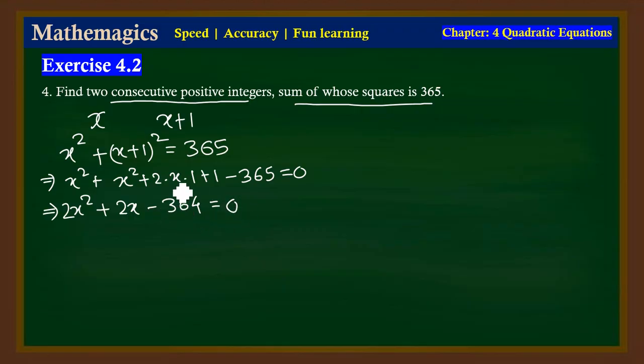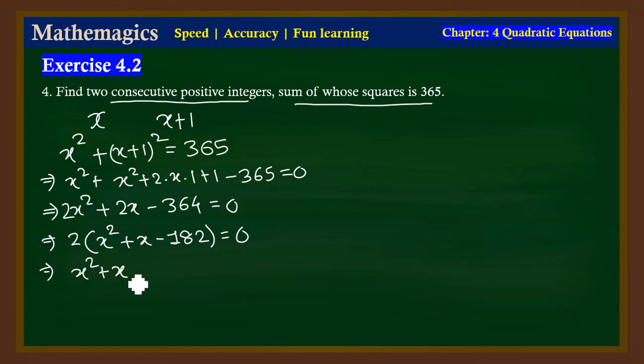So dear friends, I hope you are understanding all this. From all the terms I can take 2 common, so the remaining part becomes x square plus x minus, from here if I take 2 common, 2 ones are 2, 2 eights are 16, 2 twos are 4, 182, is equal to 0. So here 2 can be transposed to the other side and that becomes x square plus x minus 182 is equal to 0.